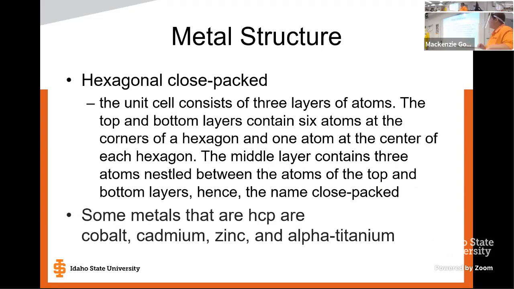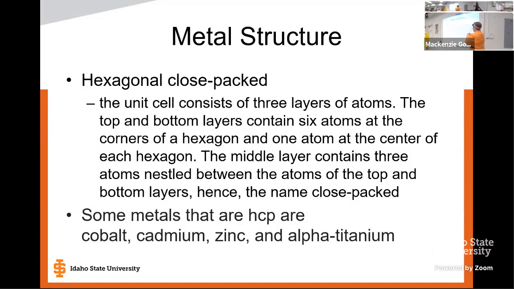Okay, last one. Hexagonal close pack consists of 3 layers of atoms. Okay, so first there's going to be 6 atoms at the corners of a hex. Then on top of that, there's going to be a layer of atoms at each one of those junctions. So essentially, you're going to have 6 and then 3, and then you're going to have a top layer that's 6 again. Okay? And in that middle layer, the atoms are nestled in between the junctions of the 6.